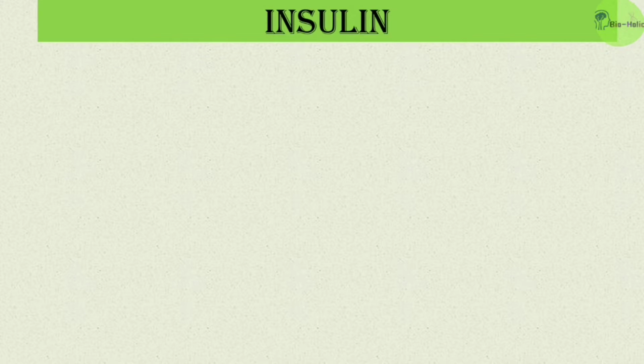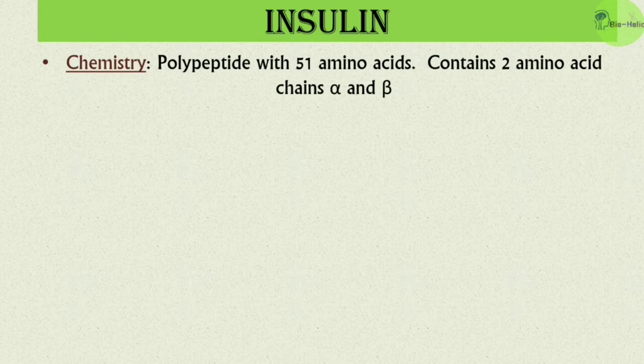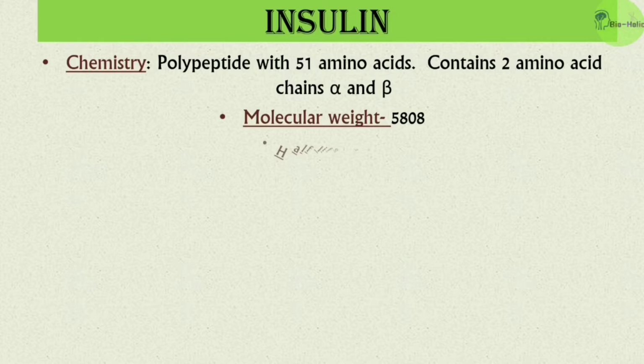Now let's learn briefly about the pancreatic hormones. First of all is the insulin. It is a polypeptide with 51 amino acids and it contains 2 amino acid chains, alpha and beta. The molecular weight of insulin is 5808 and the half-life of insulin is 5 minutes.